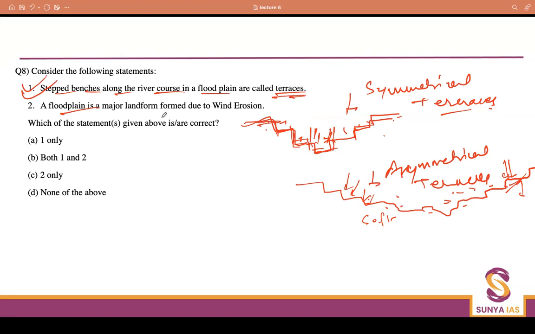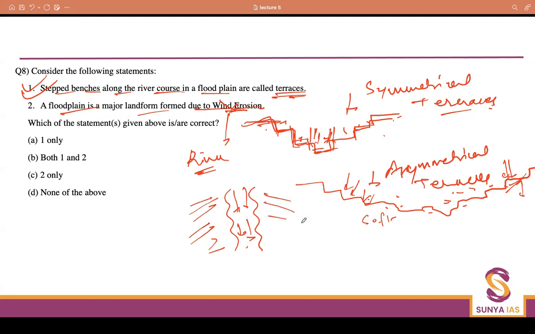Second, a floodplain is a major landform formed due to wind erosion. No, it's not wind erosion. It is because of the river. Floodplains are formed like this only. This is the river flowing over here. This is a normal course. The river is flowing like this, and these areas are known as your floodplains.